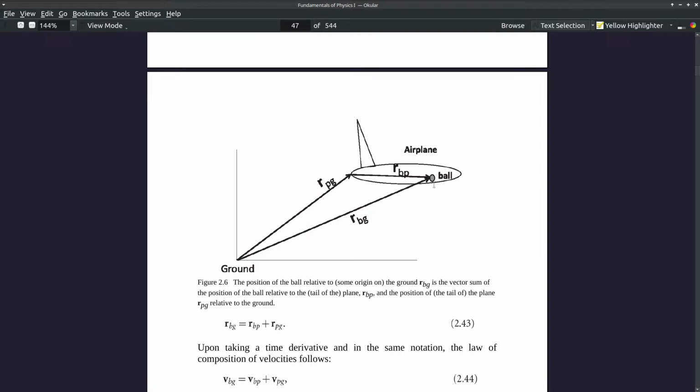So there you go. The position of the ball relative to some origin on the ground, RBG, is the vector sum of the position of the ball relative to the tail of the plane, RBP, and the position of the tail of the plane, RPG, relative to the ground.